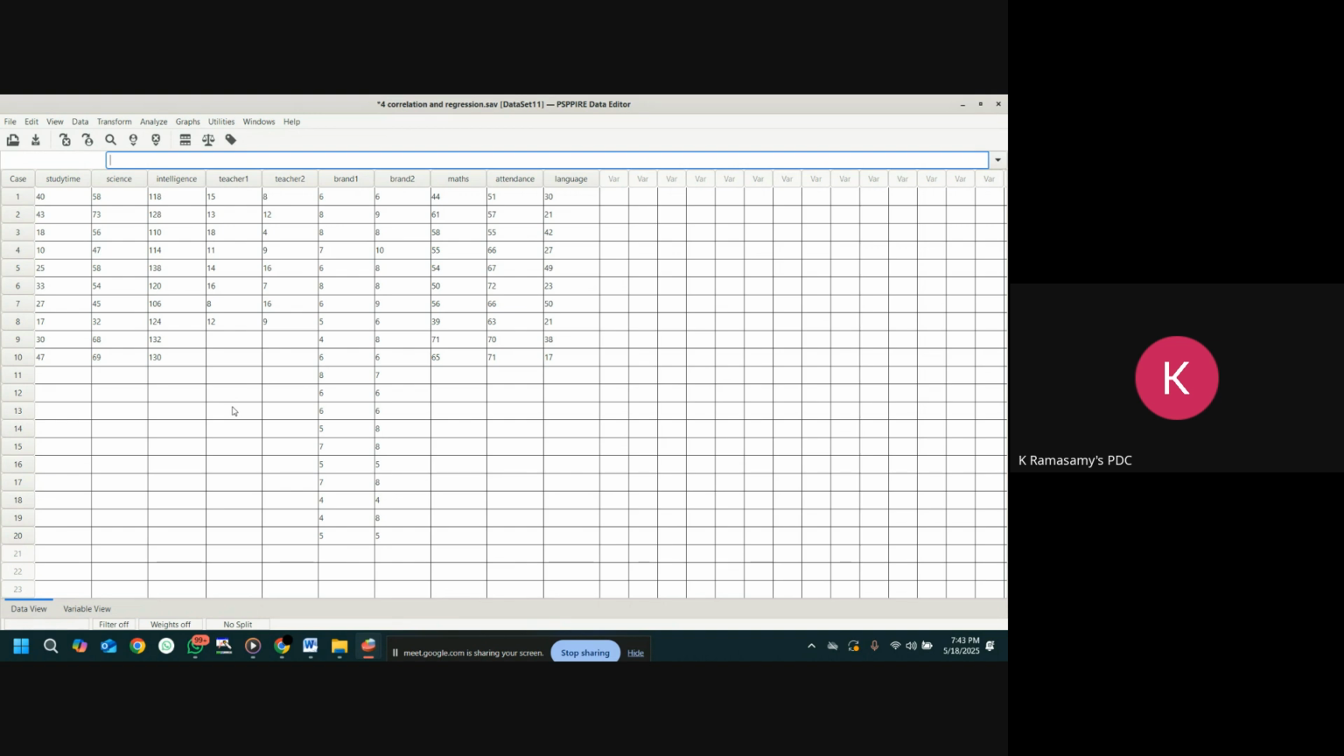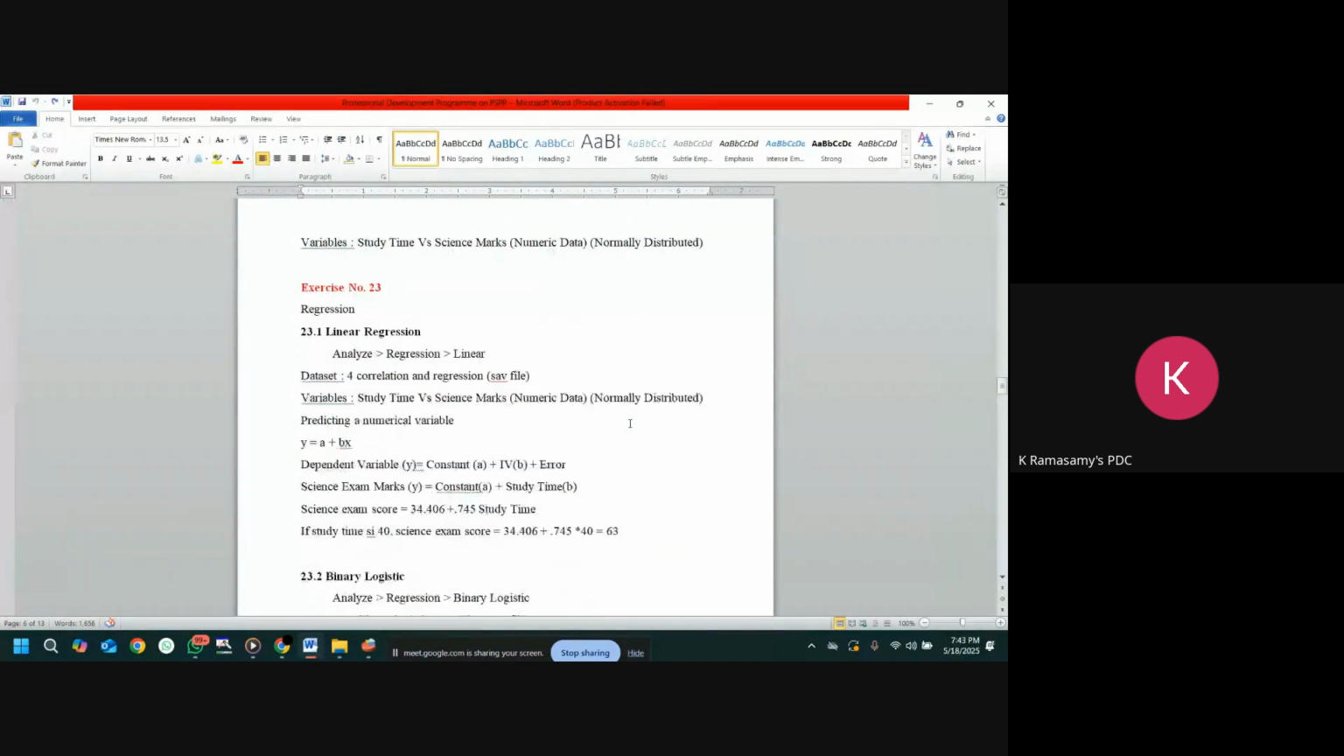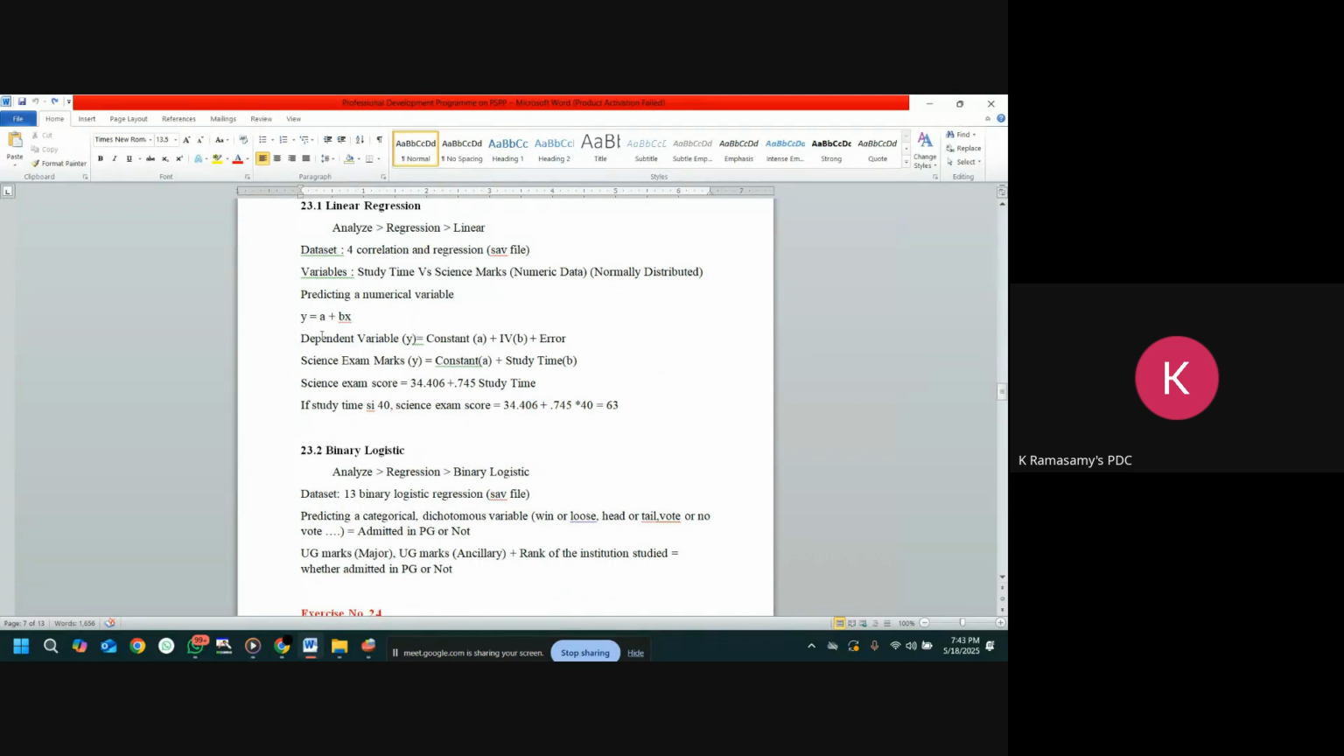Regression analysis is used to predict. Whenever you want to predict something, you can go for regression analysis. Normally, when you talk about regression, people say there is a regression equation, y is equal to a plus b. Here, y is the dependent variable that you want to predict.